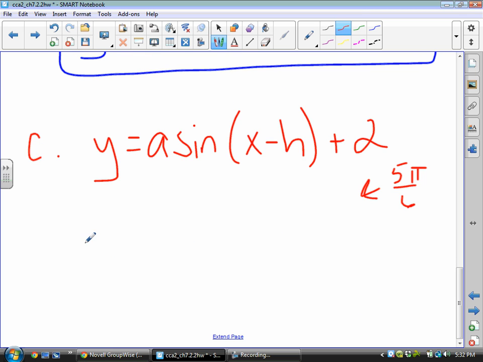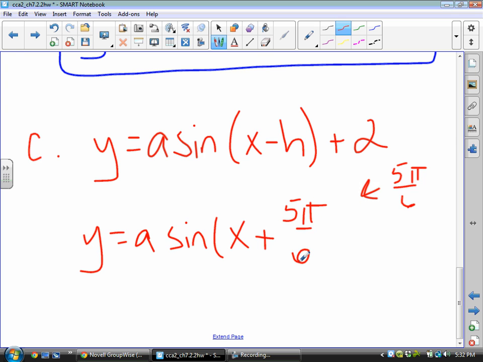Alright, so now we have an h value. So it would be x plus 5 pi over 6, and then I have a plus 2 on the outside. Okay? So that means I moved it to the left 5 pi over 6.